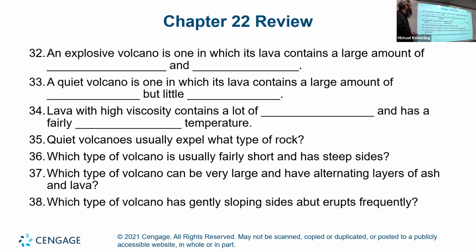Quiet volcanoes usually expel basaltic rock, basalt, high temperature, low viscosity magma, lava. The type of volcano that's fairly short and has steep sides is a cinder cone. Very large ones with alternating layers of ash and lava are stratovolcanoes, or composite volcanoes. The type of volcano with gently sloping sides that erupts frequently is a shield volcano.